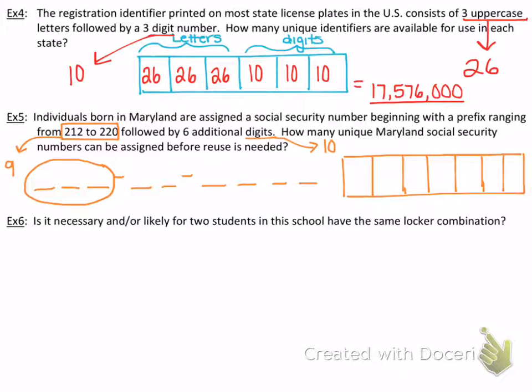So we have 9 possibilities for the prefix. This whole box represents the first 3 digits, or that prefix, if you include all 3 digits together. And then you have 10 digits that can repeat after that. So my answer, which I can write in scientific notation, is 9 times 10 to the 6th.